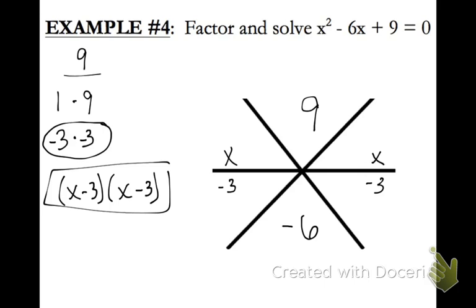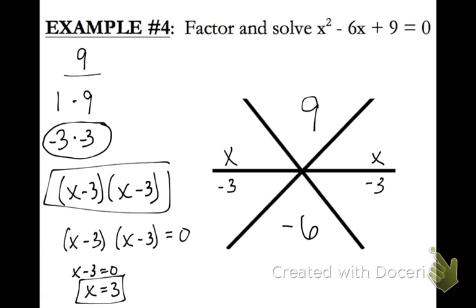There's my factored form. Now when solving this, I'm going to set each of these equal to 0 and solve. Notice they're the same thing. So I'm just going to set one of them equal to 0. Solve it, and I get x equals 3. If you set both of them equal, you would get x equals 3 and x equals 3. That's kind of redundant, so we can just leave it as x equals 3. Another side note to make is that this is the same thing as x minus 3 squared. So if you want to look cool, write it that way.